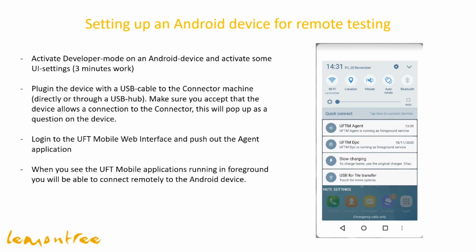Once you do that, you can use the UFT Mobile web interface and push out the agent application. Now, what you see here in the screenshot, the UFTM agent, is an app. This is the app that handles the communication with the connector machine, the connector software as well. This is what allows the device to be visible in the web interface and other places. So when you see this on screen, you are good to go to run your tests.